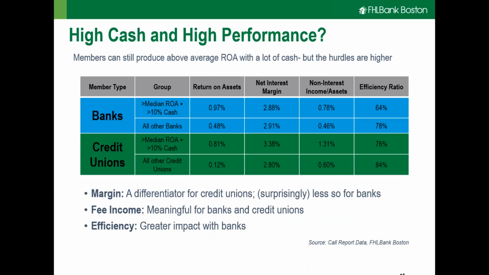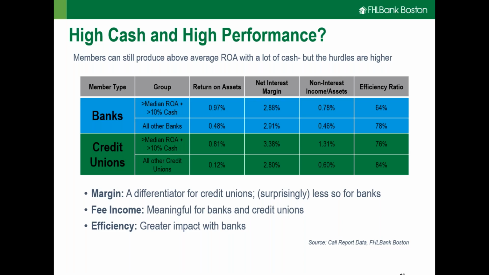So flipping to the next slide, okay, so great, everyone has high cash levels. Can we still have high performance? Can we still have a strong return on assets? So we took a deeper dive into breaking out the banks and credit unions who had above 10% cash, but who were also able to produce an above average return on assets, and looked at what are the characteristics happening on those balance sheets and what was the driver that they could produce high ROA despite the high level of cash. So the 3 areas that we focused on, it makes sense intuitively that you need some kind of differentiator.